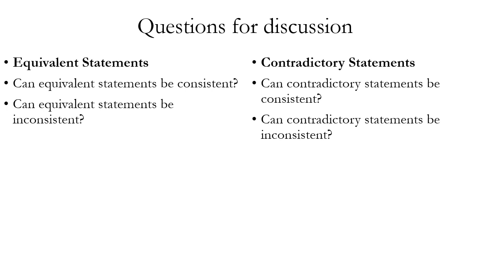Now let's look at some questions about contradictory statements. Can contradictory statements be consistent? The answer is no, because they always have opposite truth values. If one of them is true, the other one has to be false, which means there's going to be no row of the truth table where both of them are true. Can contradictory statements be inconsistent? The answer is yes. In fact, all contradictory statements are also inconsistent because their truth values are never going to agree. There's always at least one of them that's going to be false.